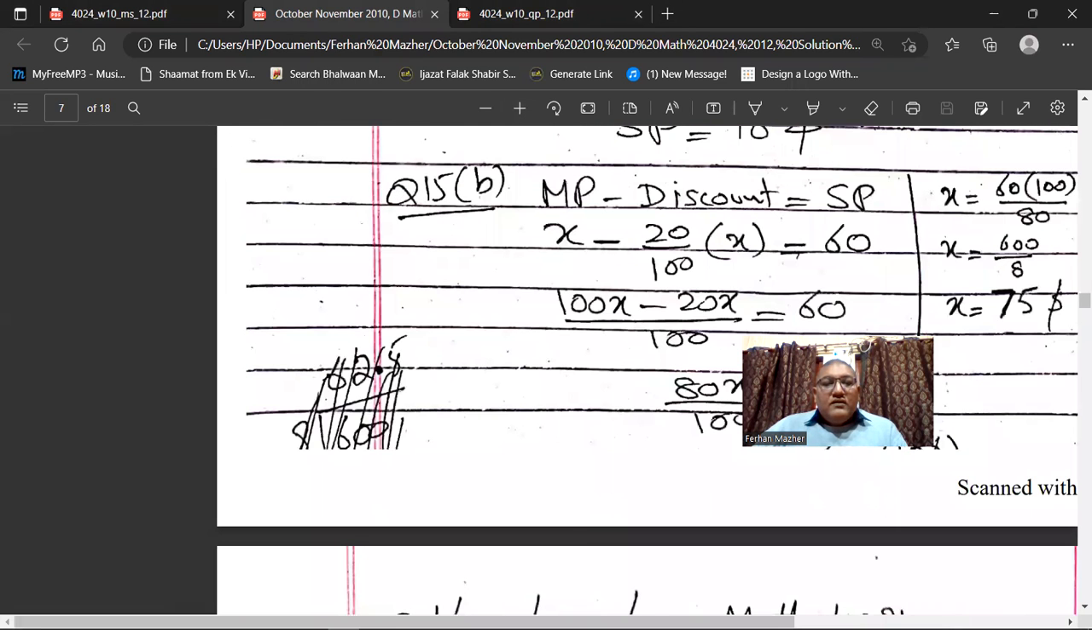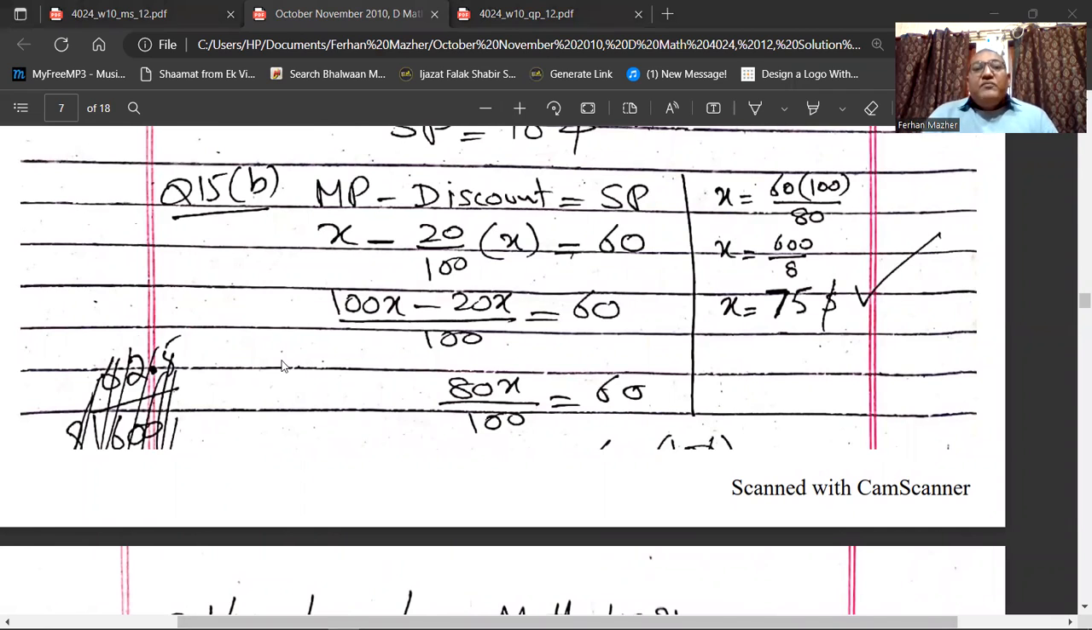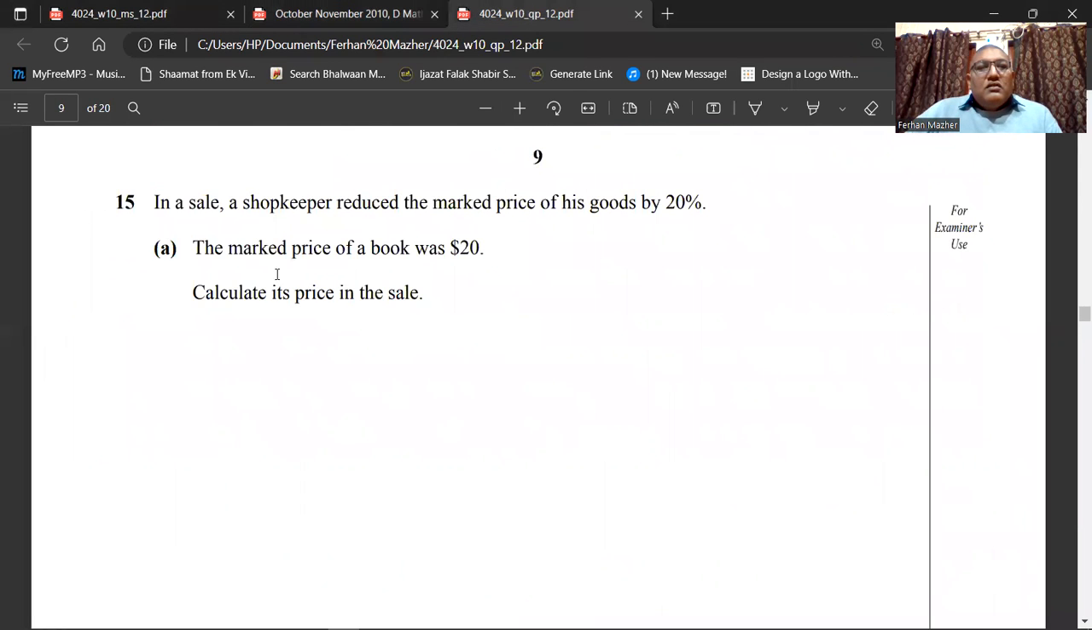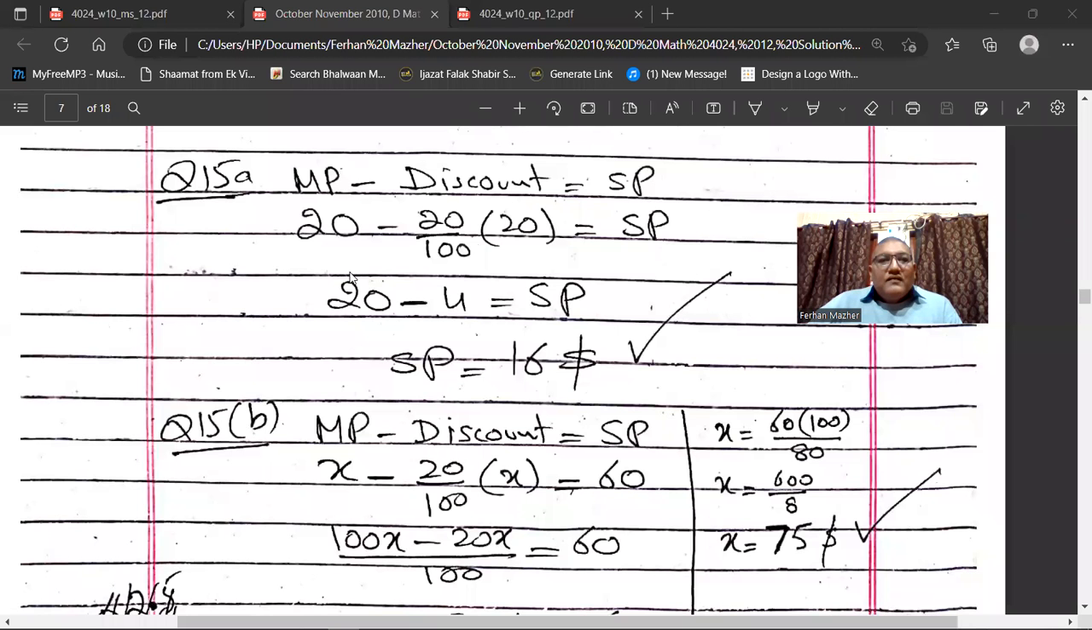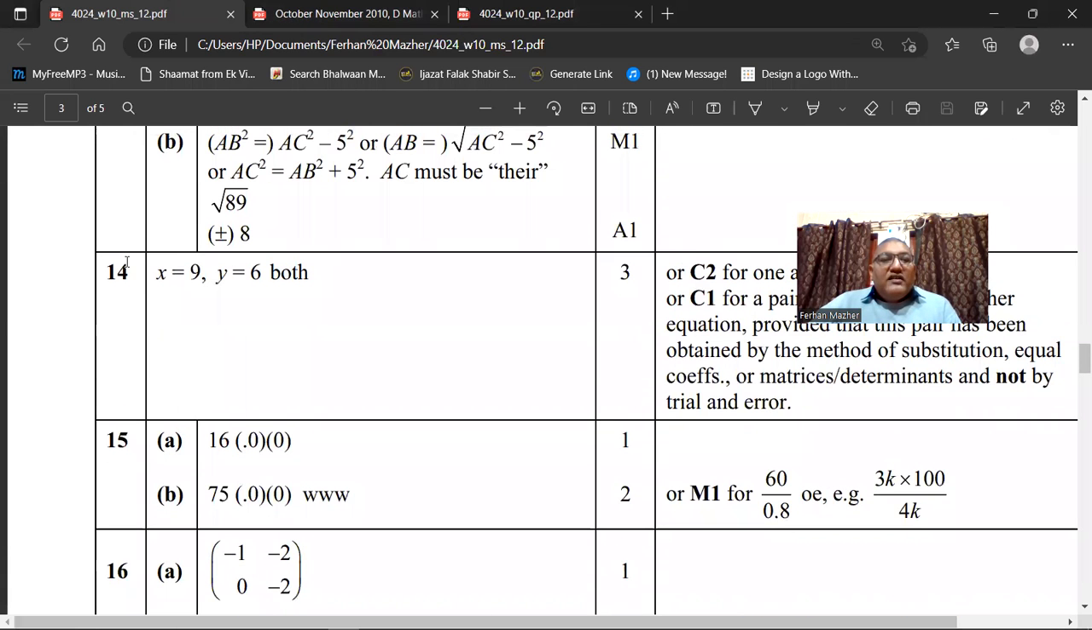Here we go. Marked price minus discount is equal to the sale price. The marked price is $20, and we will give a discount of 20% of the 20, and you will get the sale price. So 20 minus 20% of the 20 is equal to the sale price. So it will be 20 minus 4 equals the sale price. These zeros have been cancelled. So the sale price will be $16. $16 is the right answer, sir.